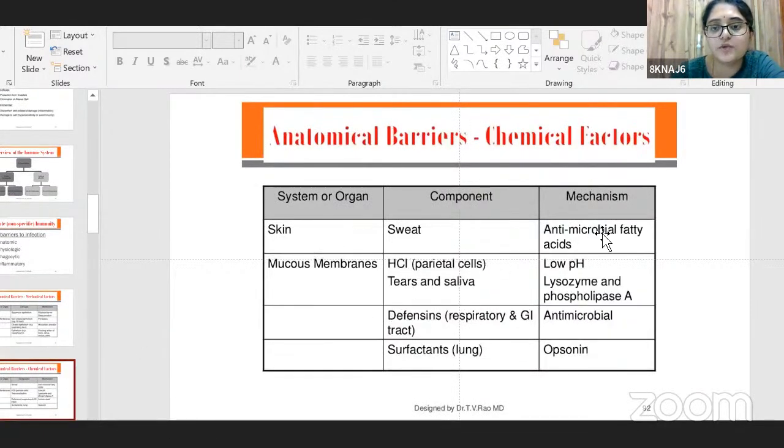Then you have the sweat, also antimicrobial. Tears and saliva have lysozyme in them. In fact, these are the physiological barriers, basically. Gastric juices and saliva prevent the harmful pathogens present in the food from actually causing us some kind of harm.